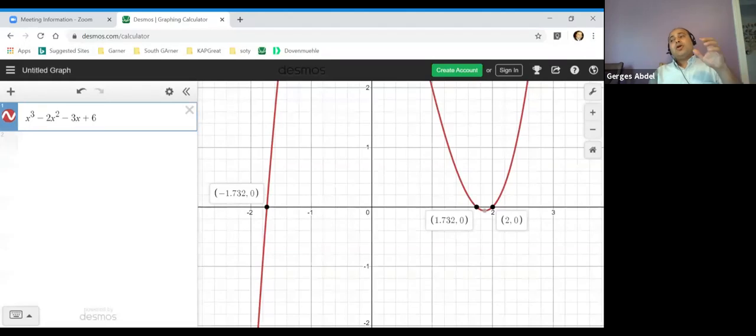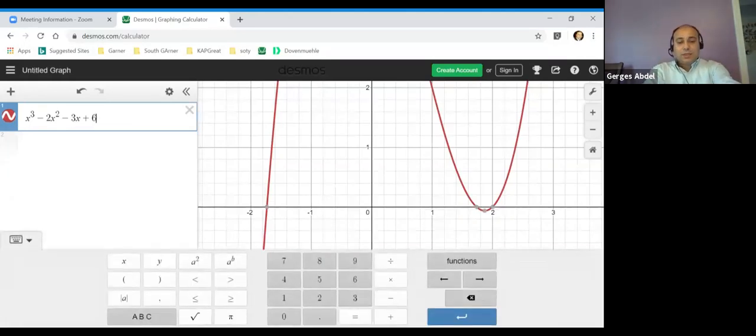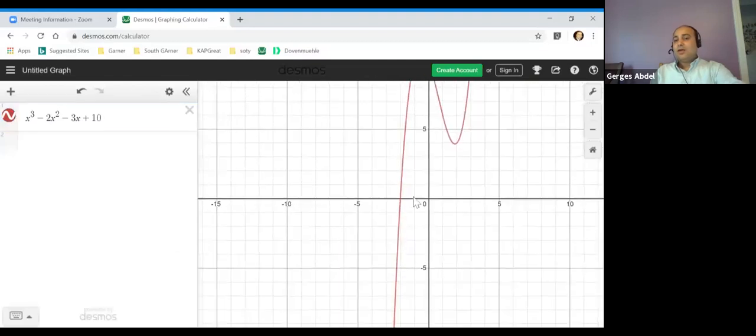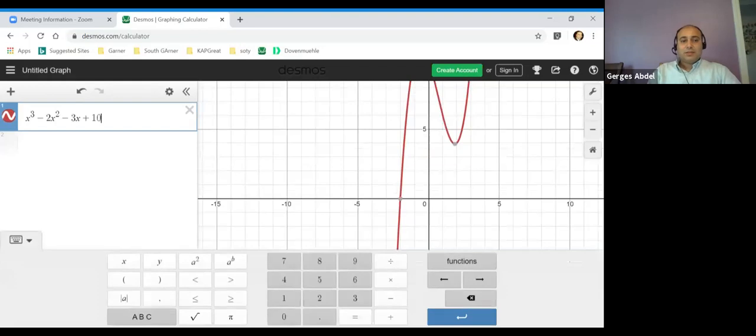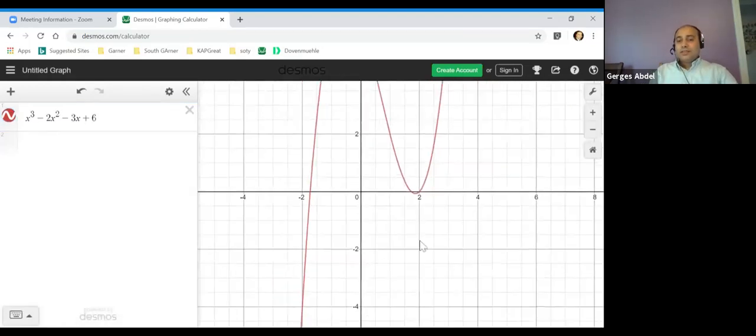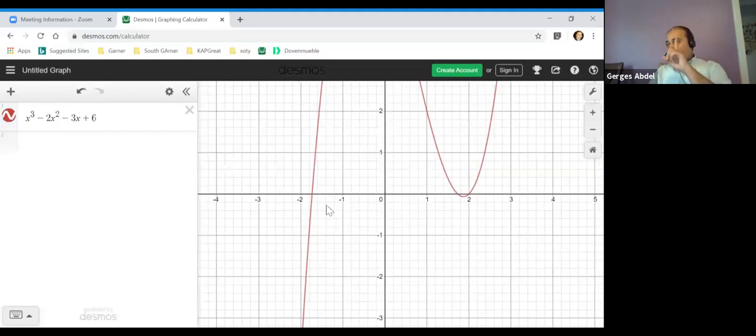But again, most likely on the test, you're not going to see it like this. You're probably going to see it like this, where the x-intercept is going to be just one point. I'm just making up some numbers. All right. But as of right now, first step, you want to find one point as your x-intercept.